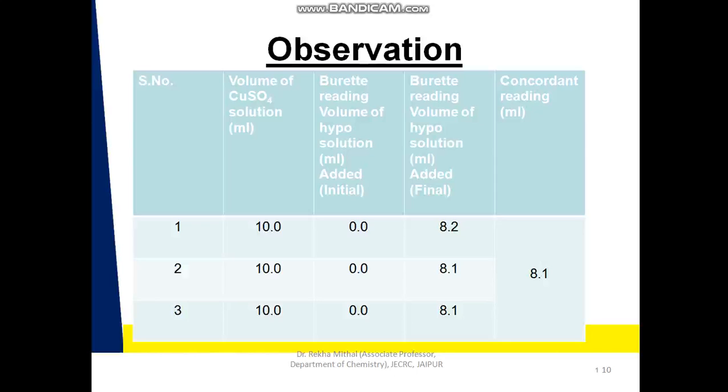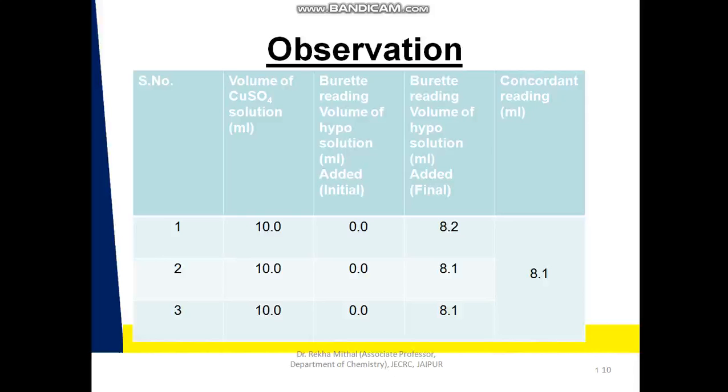So the volume of copper sulfate we have taken is 10 ml. Burette reading is 0.0 because we have started from 0, and the final reading in the first observation is 8.2. Then the second reading we got is 8.1, and the third reading also 8.1. If we do the experiment carefully, then we get the same reading continuously. So our concordant reading is 8.1. So this is our observation table.